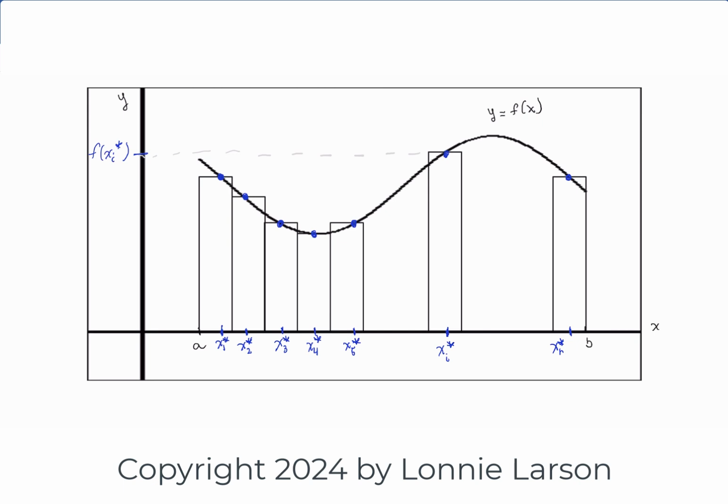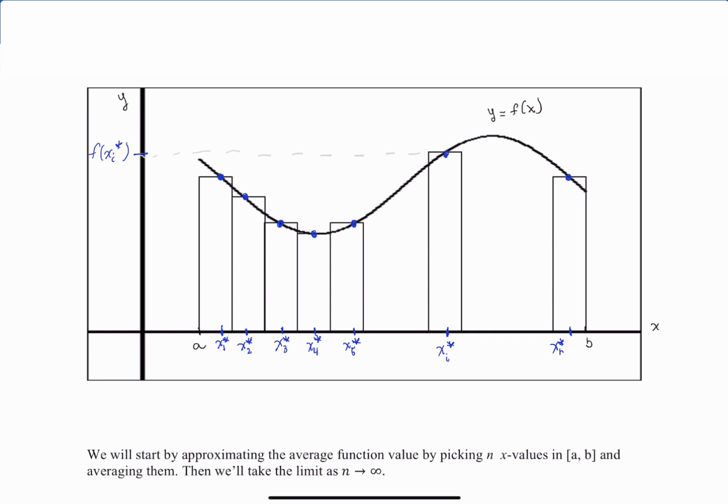Hi everybody. To briefly recap where we are, we're trying to come up with a formula for the average value of a function on an interval. We've approximated it by taking the average of n function values, and now we're going to take the limit of that average as n goes to infinity. In order to calculate this limit, we need to turn it into a definite integral.